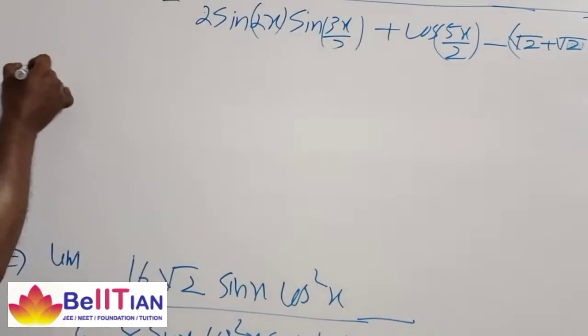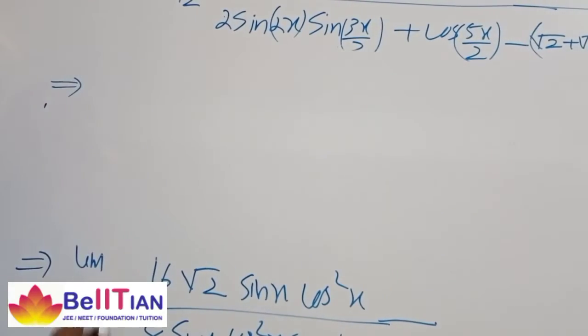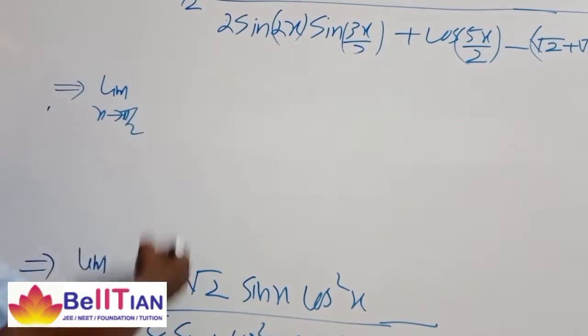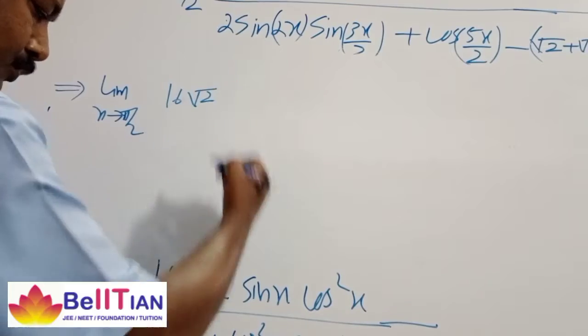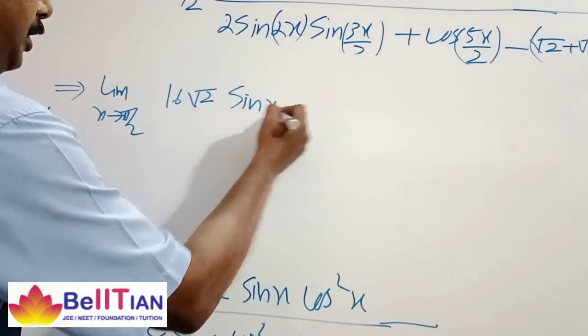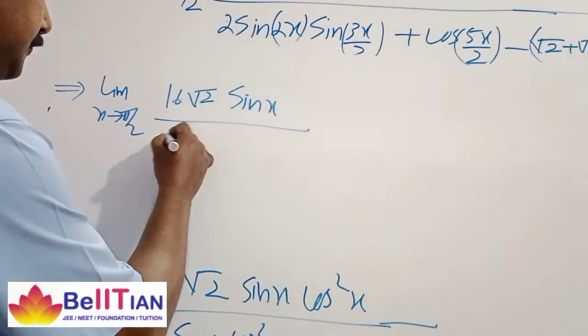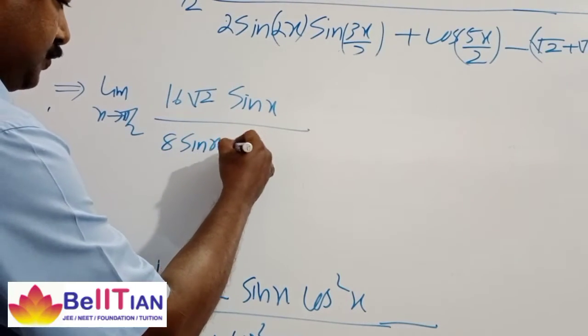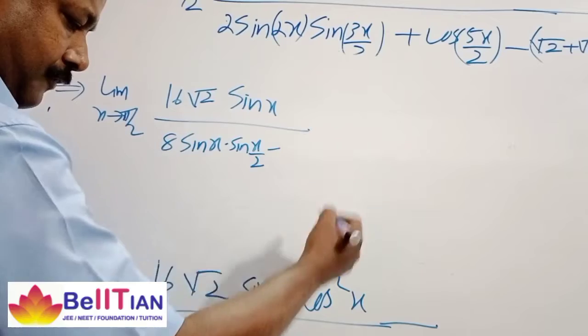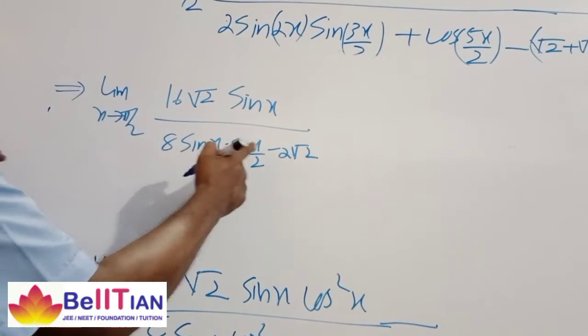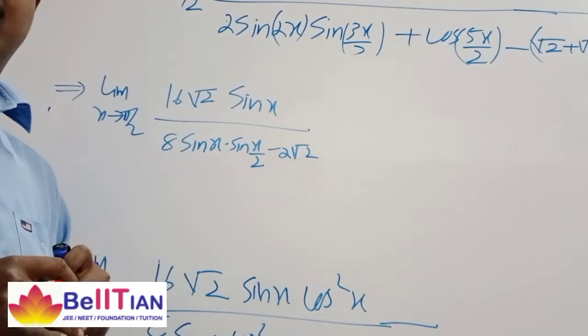This implies that limit x tends to pi by 2. Now the reduced term is 16 root 2 into sin x divided by, cos square removed, then that is 8 sin x into sin x by 2 minus of 2 root 2. Now if you apply x is equal to pi by 2, in this case the denominator will not be 0.